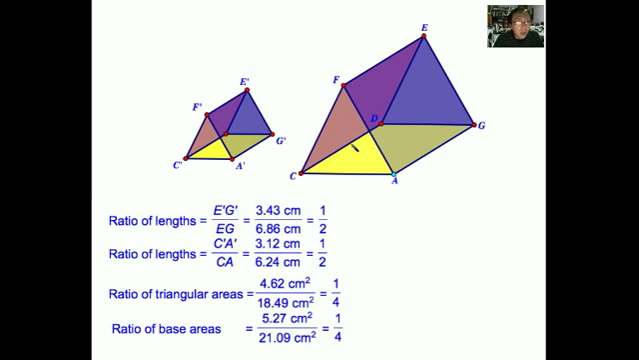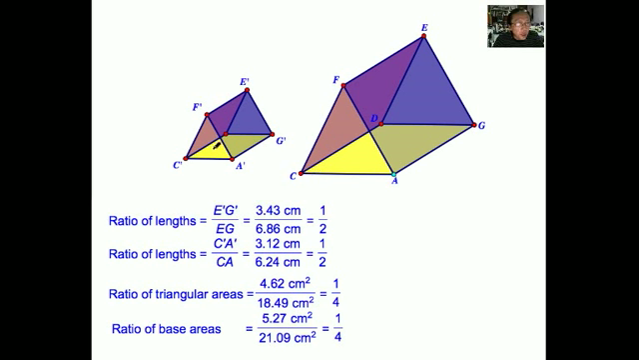In these two similar solids, the ratio of these two lengths, for example, is half. The ratio of the corresponding lengths, AC, is also half. In fact, the ratio of any pair of corresponding lengths is half. Similarly, the ratio of the perimeters of the triangles is half because the perimeter is also a length.